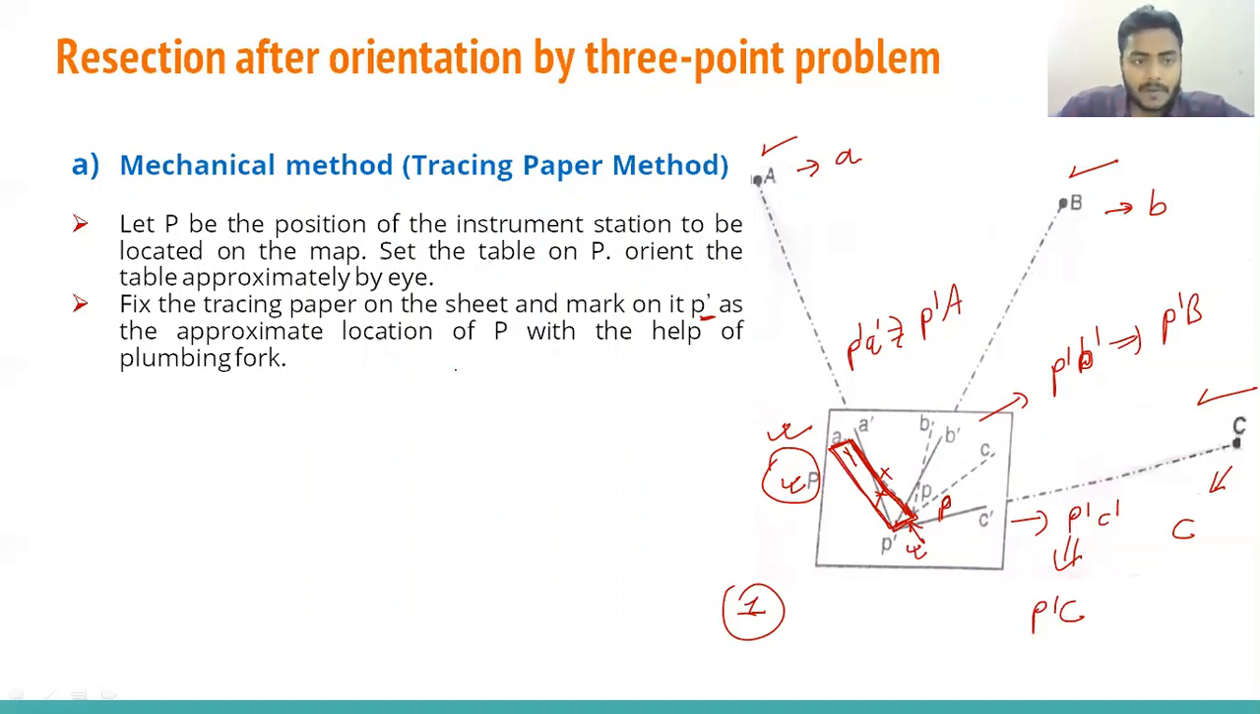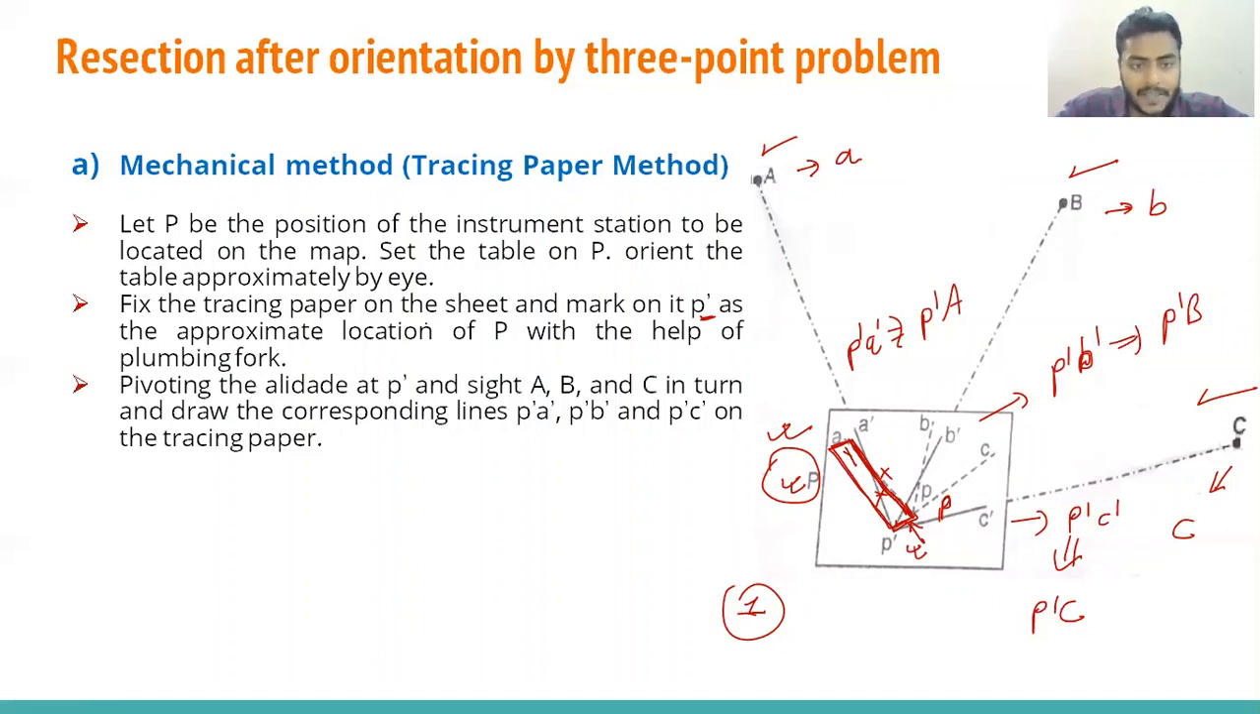With the help of plumbing for the transfer, then pivot the alidade on P dash and sight A, B, C, then turn and draw. Sight means what? You have to keep the alidade along the line and then look through the wire, and you can see whether the station is visible or not. If a station is not visible, then rotate the table. Okay, so follow the procedure, you can get the idea.